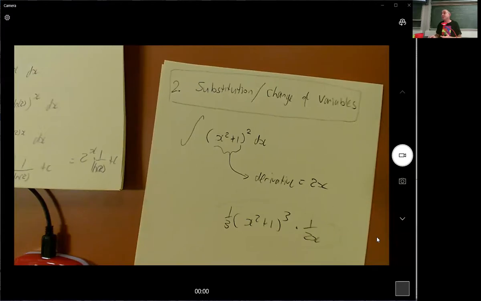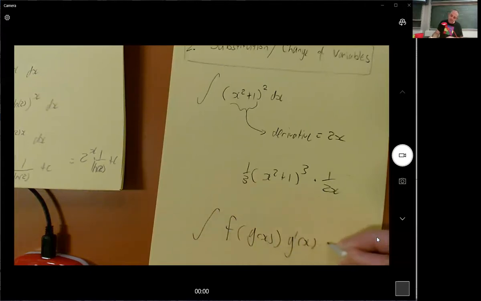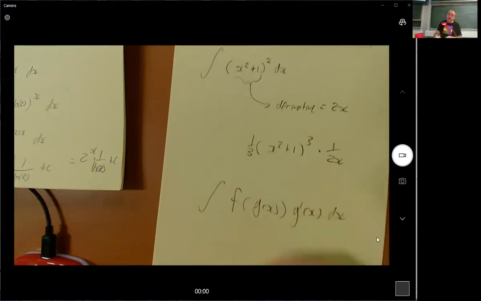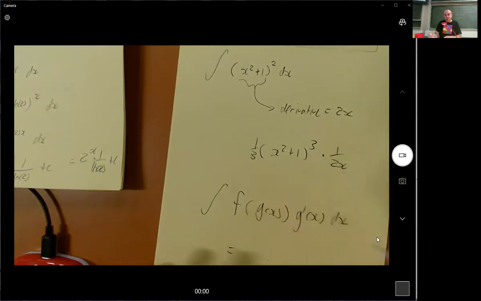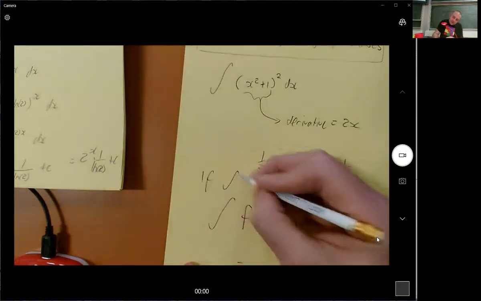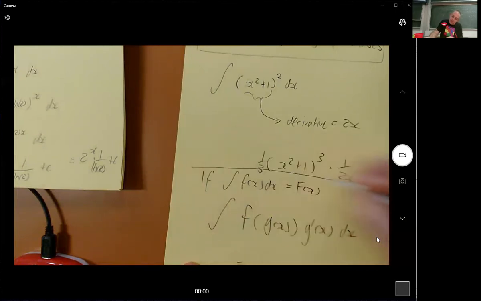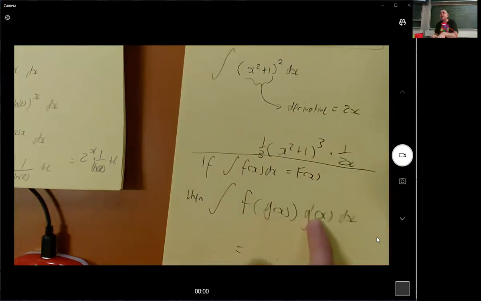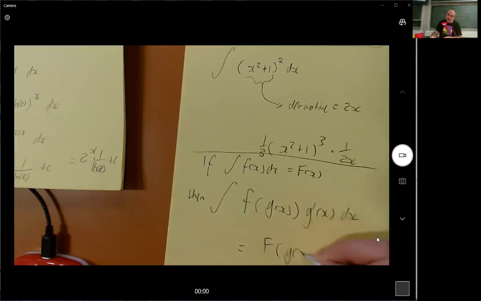Basically, that's the rule. And so when your lecturer writes this and says that integral is... So if the integral of little f of x dx is capital F of x, then if there's a g of x here and there's already the derivative of the inside, then that will be capital F of g of x.